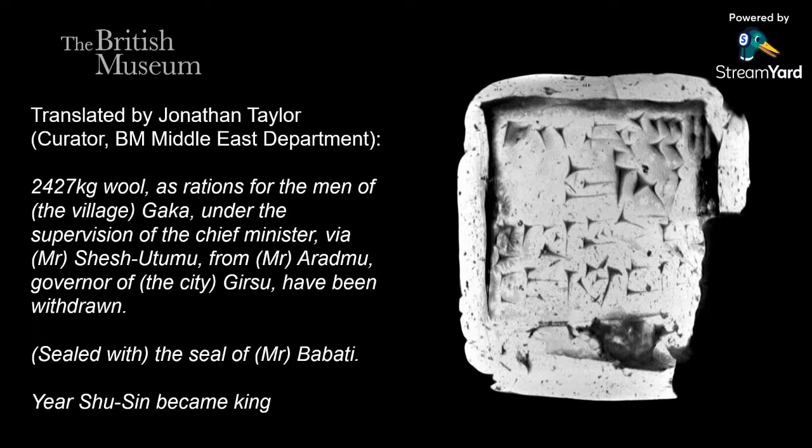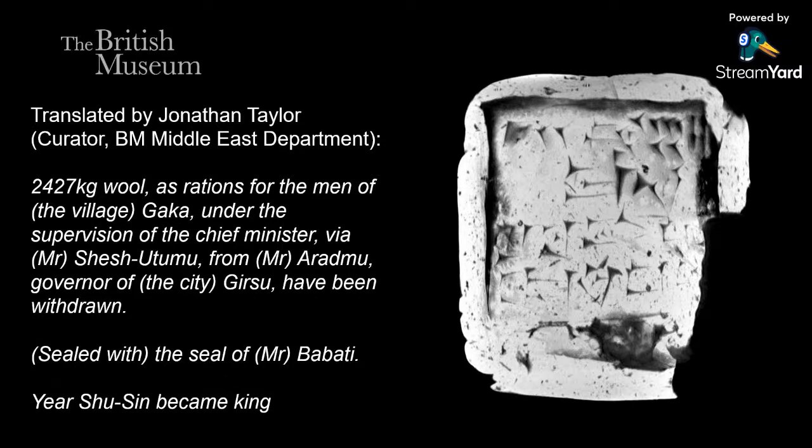And it gives a description for a large quantity of wool that was transferred from a city called Gersu to a small village called Gaka, and it has the names of the people involved in the transaction, the quantity of wool, the year in which it took place, and also the person who was the administrator who sealed the envelope. So it's a really nice non-destructive way to get an insight into day-to-day life in ancient Mesopotamia.